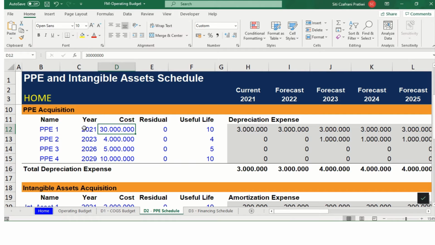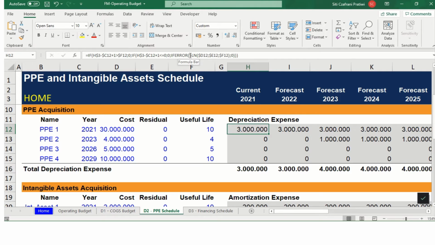Okay, so for PPE number one, I purchased it in year 2021. The cost is 30 million, no residual value, and the useful life is 10 years. So let's calculate the depreciation expense first. Actually, the formula looks a bit complicated here. Anyway, it is not that complicated.